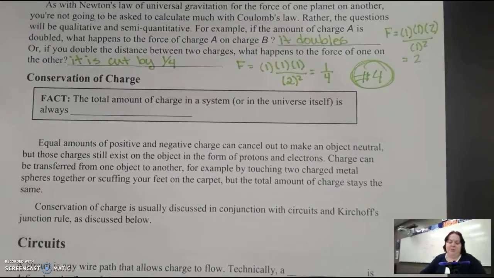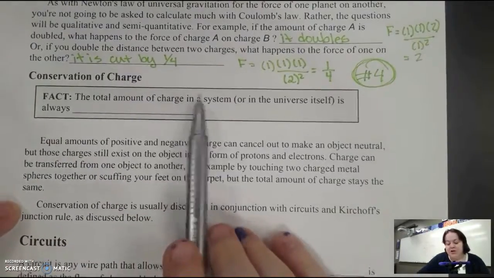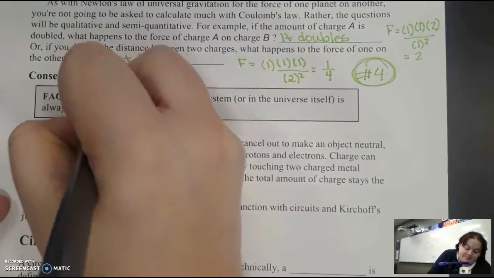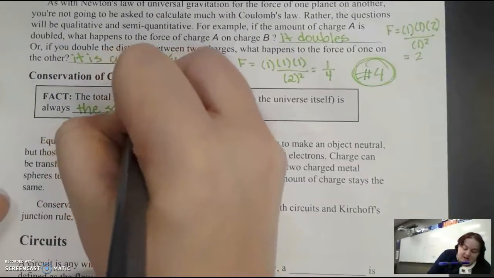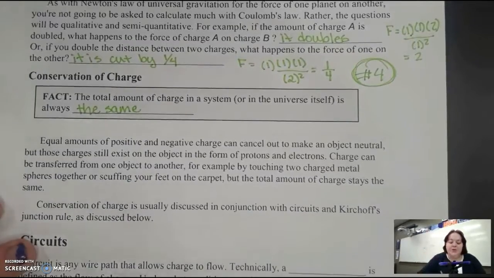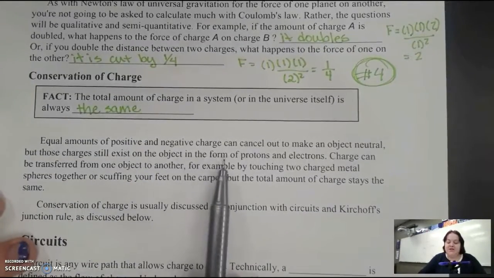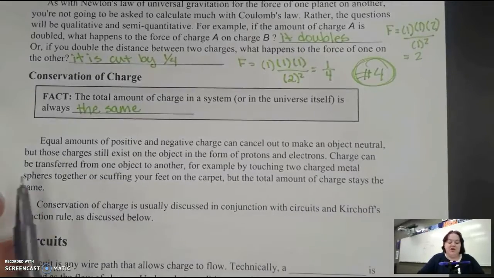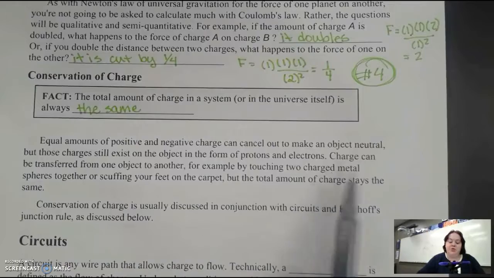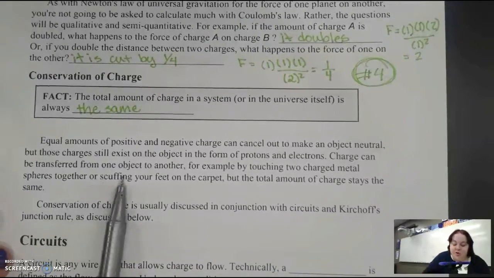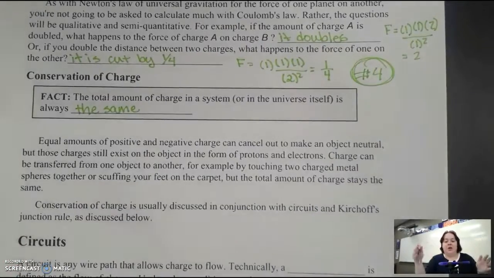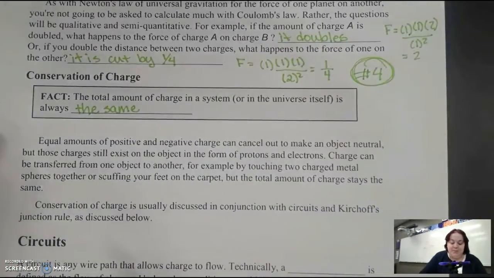Much like energy and momentum, the total amount of charge in a system, or indeed in the universe itself, is always the same. Equal amounts of positive and negative charge can cancel out to make an object neutral, but those charges still exist on the object in the form of protons and electrons. Charge can be transferred from one object to another, for example, by touching 2 charged metal spheres together or shuffling your feet on the carpet, but the total amount of charge in the system, you and the carpet or the 2 metal spheres, stays the same.